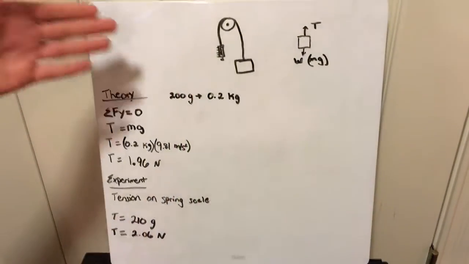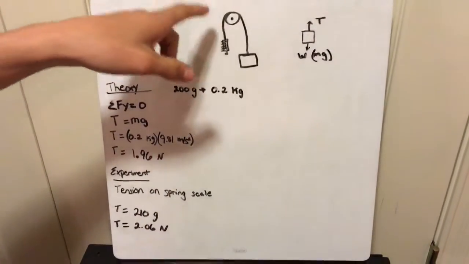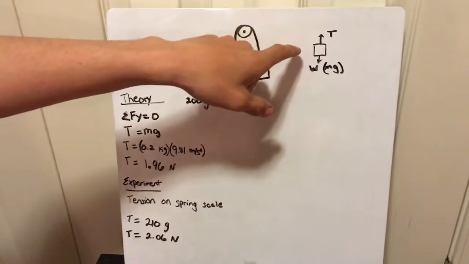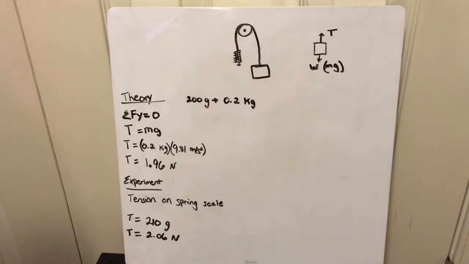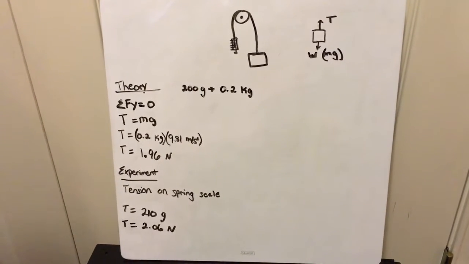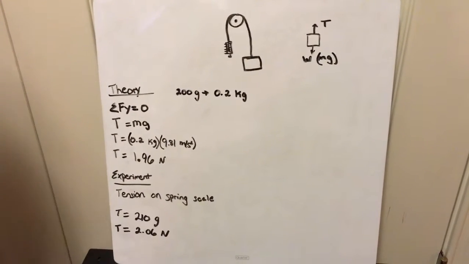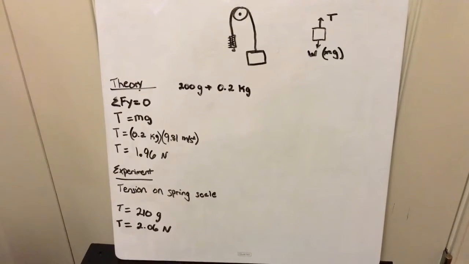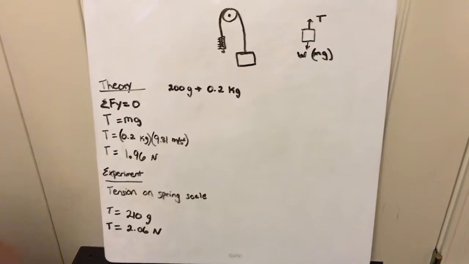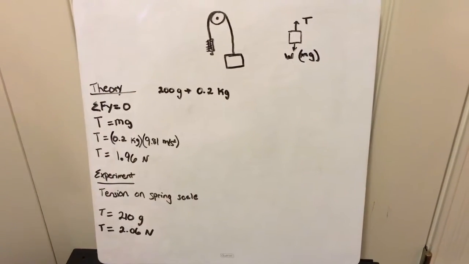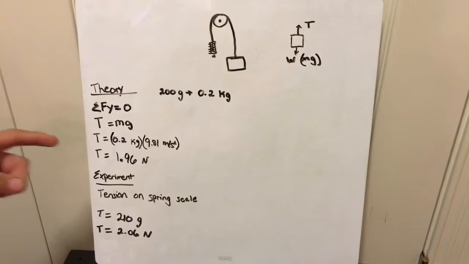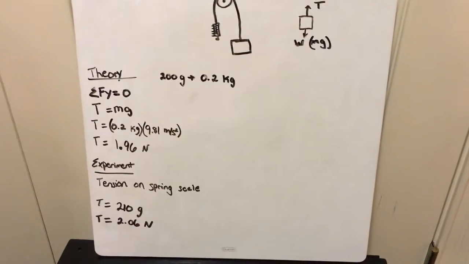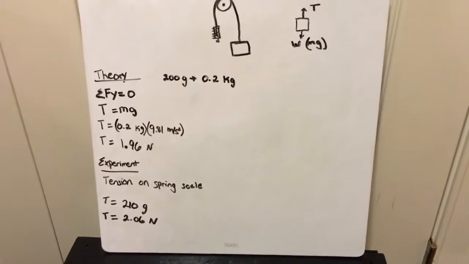cable is now. For the setup we just showed you, we had our one pulley, our mass, and our spring scale. Here's our free body diagram. We had our mass times gravity, which is the weight pulling down, and the tension going up. In theory, our tension in the rope should be equal to mass times gravity, which is 200 grams. We converted that to 0.2 kilograms. Our 0.2 times 9.81 meters per second squared. The tension gives you 1.96 newtons. In theory, that's what it should be.